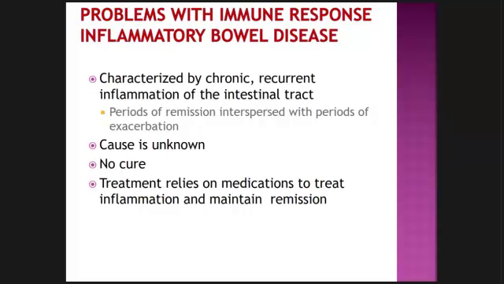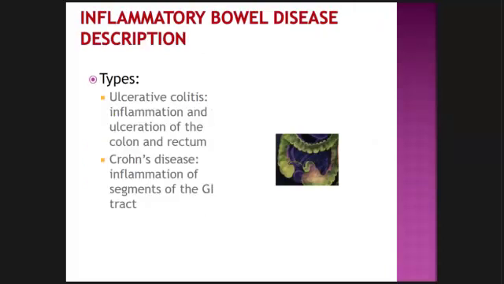The cause is generally unknown. We're going to discuss some predisposing factors, and there is no cure. Our treatment relies on medications to treat inflammation and to maintain remission, and also we'll sometimes have to do surgical resections to control the inflammatory bowel disease. There are two types. Ulcerative colitis involves inflammation of the colon and rectum, and Crohn's disease can involve any part of the GI tract from mouth to anus. So again, ulcerative colitis is confined to the colon and rectum. Crohn's disease can involve any part of the GI tract.